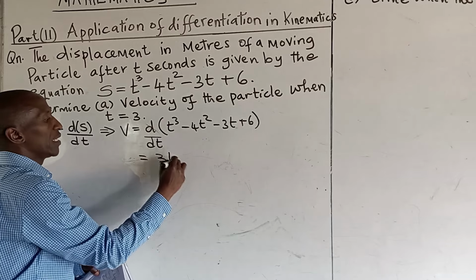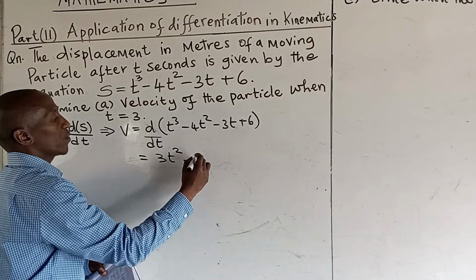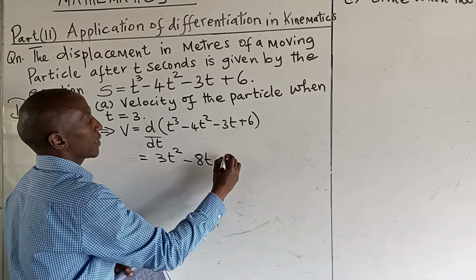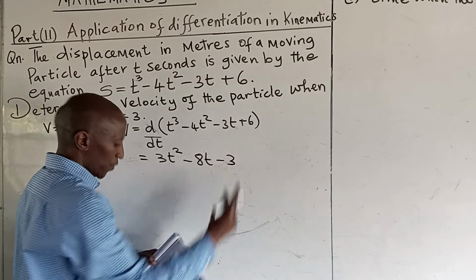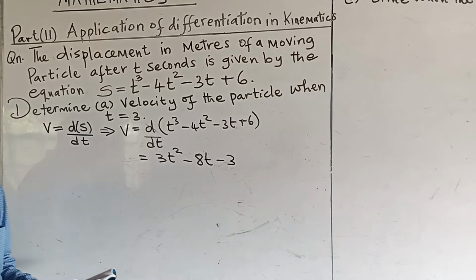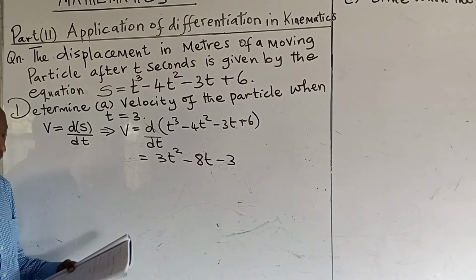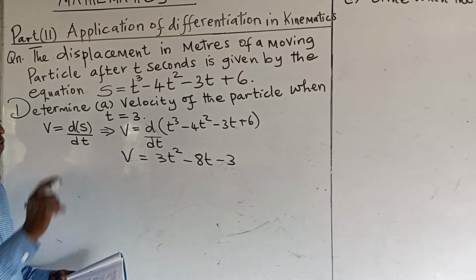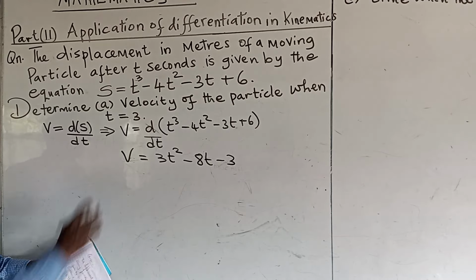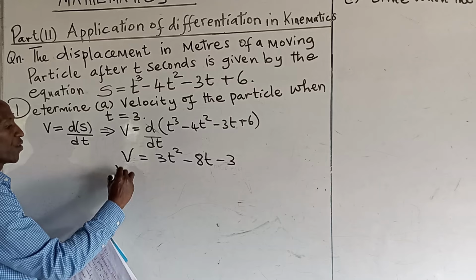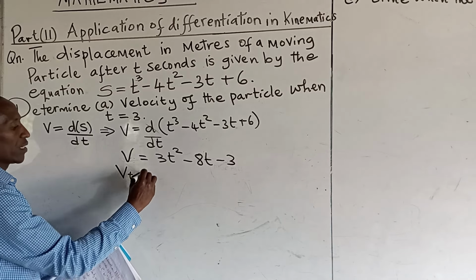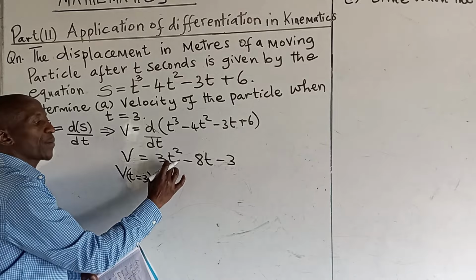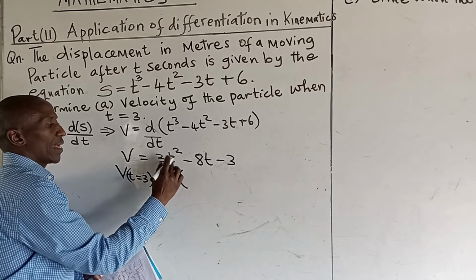This gives us 3t squared. Differentiating this one gives you 8t, minus, differentiating this one gives you a 3. So 3t squared minus 8t minus 3. This is our expression for velocity. Now the question is asking us to get velocity at t is equal to 3. That means we need to substitute for t.